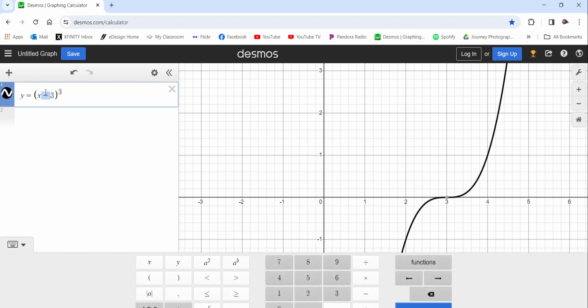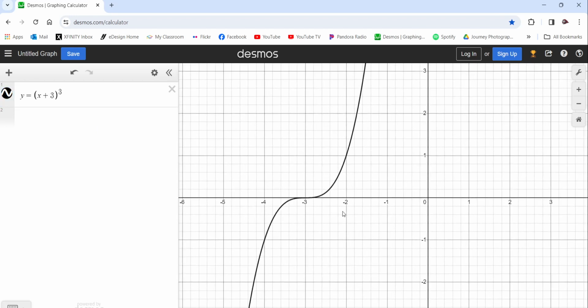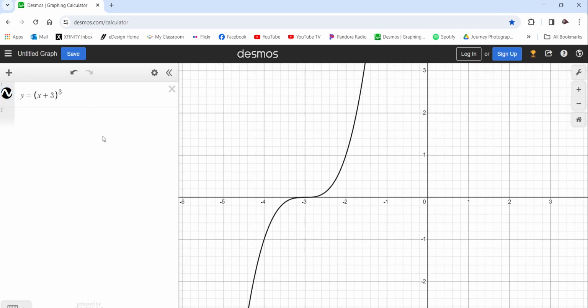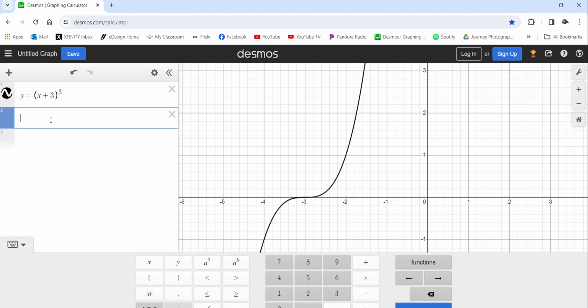Obviously, what if I put this as a plus? What's that going to do to it? It's going to move it to the left. See, it moved it to the left. All right? And it's going to do the same exact thing if you had an absolute value. So let's just do that just for fun.